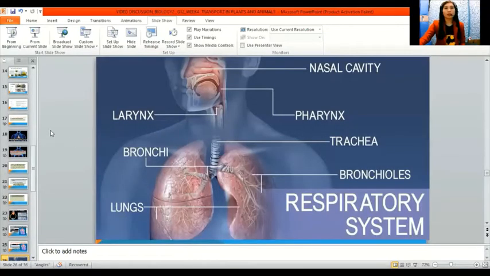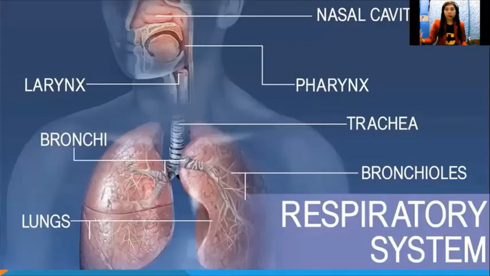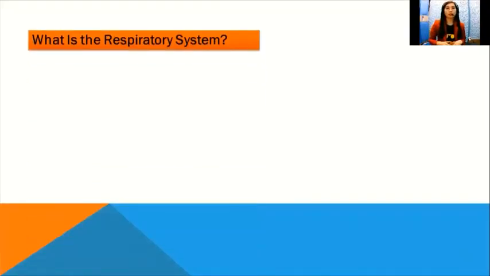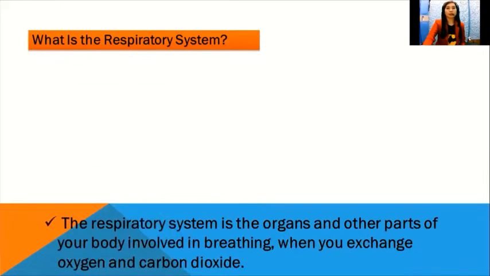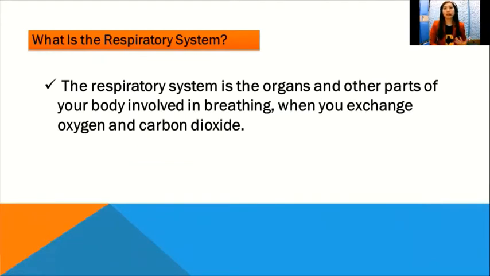So for the respiratory system, we have the different organs present. We have the larynx, the nasal cavity, pharynx, trachea, bronchi, and lungs, which are the different parts of the respiratory system. So, what is your respiratory system for? The respiratory system is the organs and other parts that are involved in breathing, when you exchange oxygen and carbon dioxide.